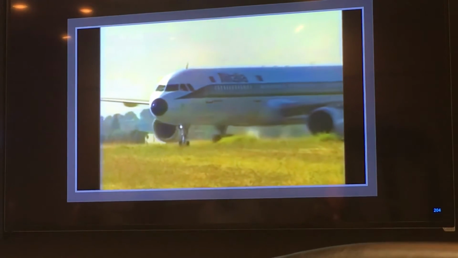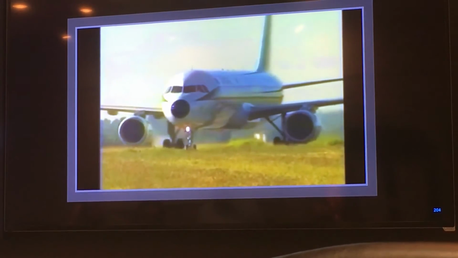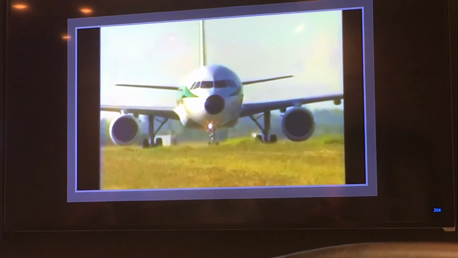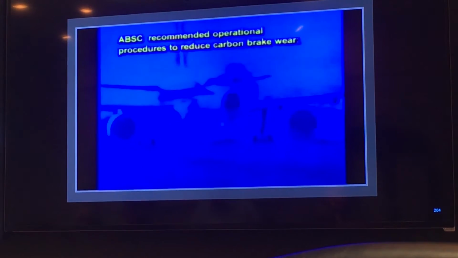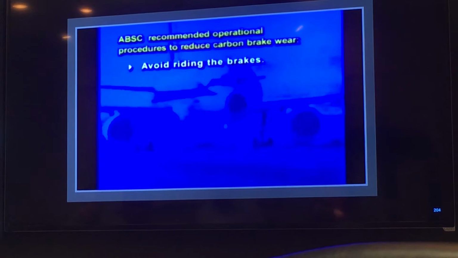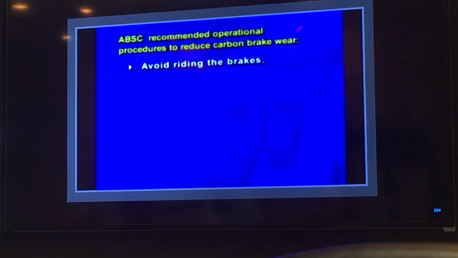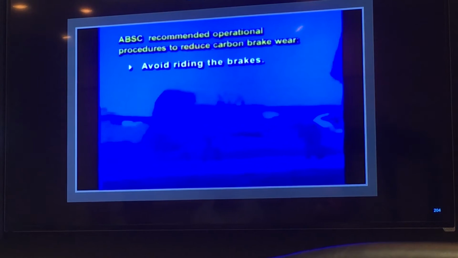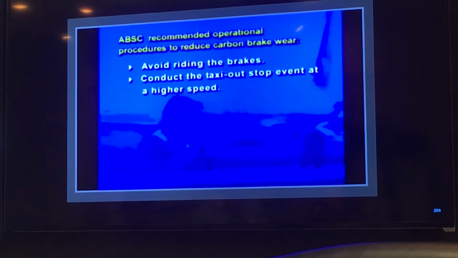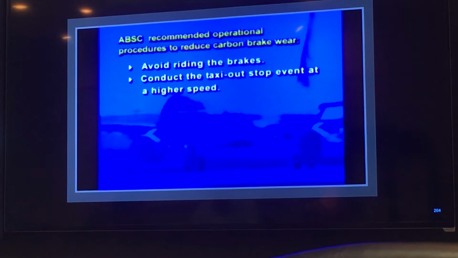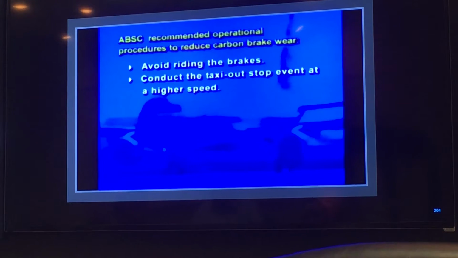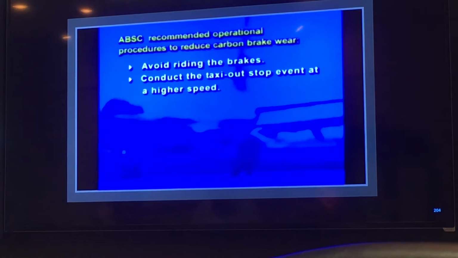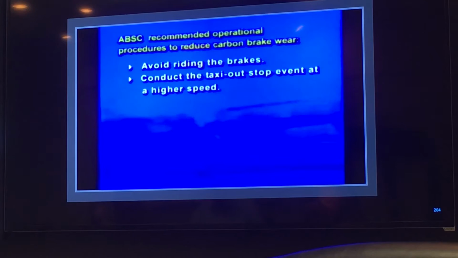Through this research and testing, we recommend the following operational procedures to reduce carbon brake wear. Avoid riding the brakes. Snubbing to control the taxi speed is better than riding the brakes. Higher brake wear always occurs when riding the brakes. Conduct the taxi out stop event at a higher speed. This will cause the brake to absorb more heat, helping to reduce carbon brake wear.